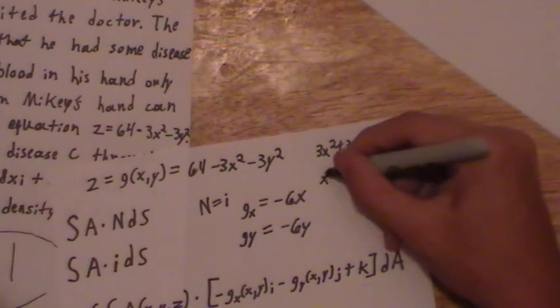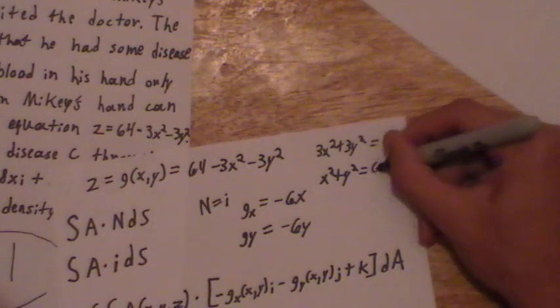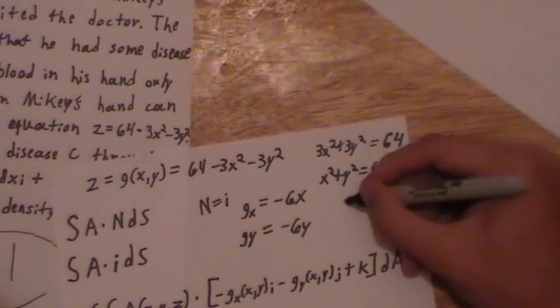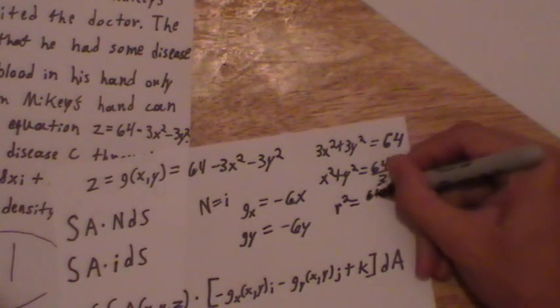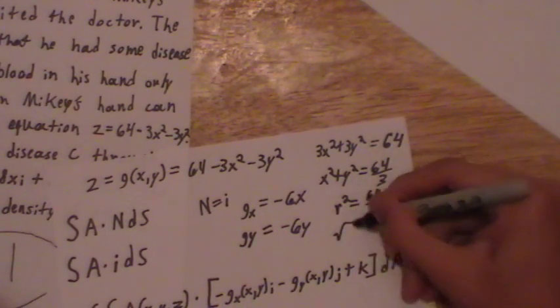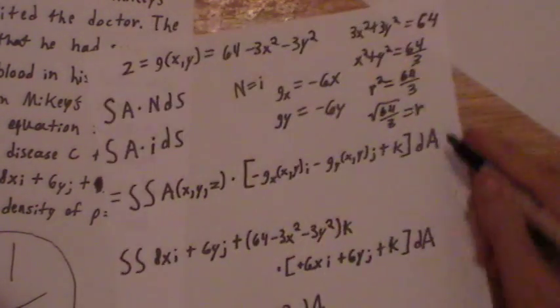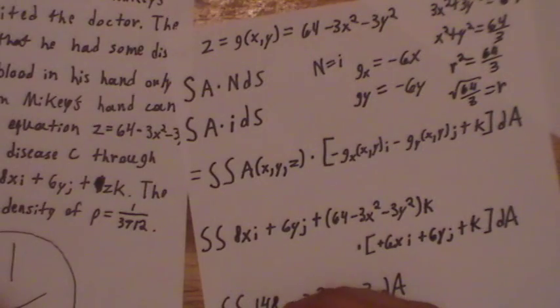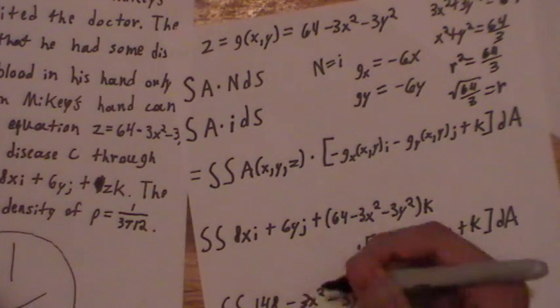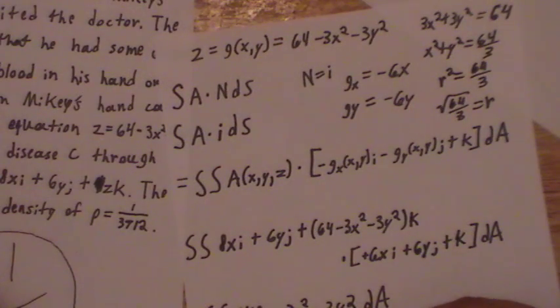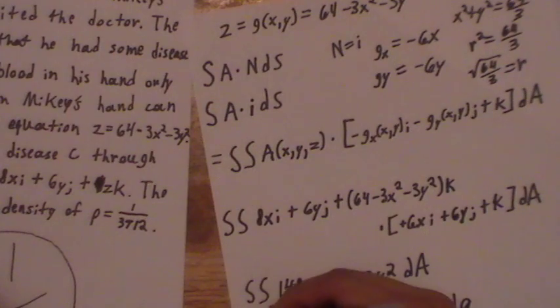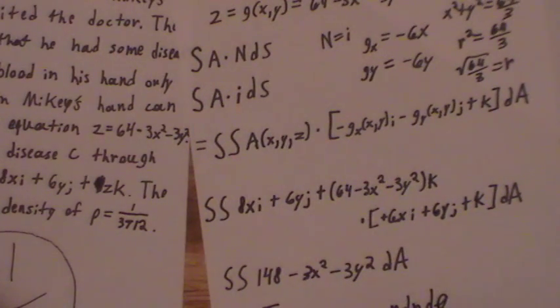So if we figure this out, x squared plus y squared equals 64 over 3, and that means that the radius squared equals 64 over 3. So the square root of 64 over 3 equals our radius. That'll be our r. So that's the first integral. It goes from 0 to the square root of 64 over 3, and then we put r dr d theta. The second integral will be from 0 to 2 pi, since it is a circle, of course.